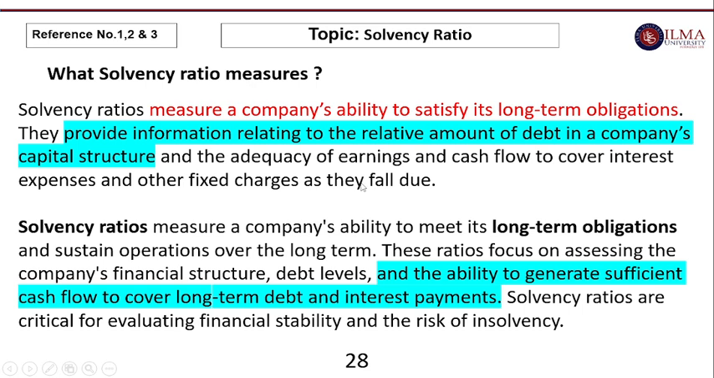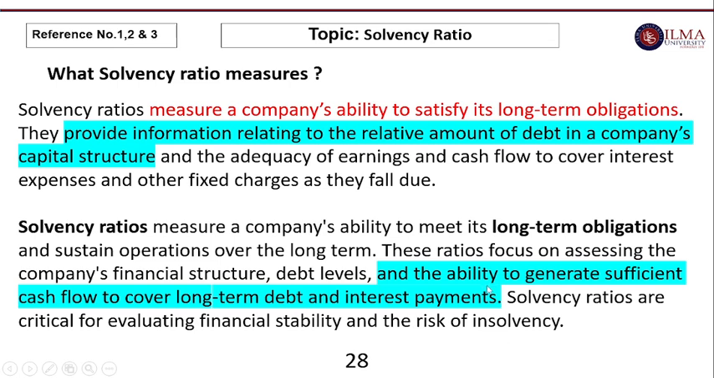They provide information relating to the relative amount of debt in a company's structure and the adequacy of the earnings and cash flow to cover interest expense and other fixed charges as they fall due. Solvency ratios measure a company's ability to meet long-term obligations and sustain operations over the long term. These ratios focus on assessing the company's financial structure, debt level, and the ability to generate sufficient cash flow to cover long-term debts and interest payments. Solvency ratios are critical for evaluating financial stability and the risks of insolvency.